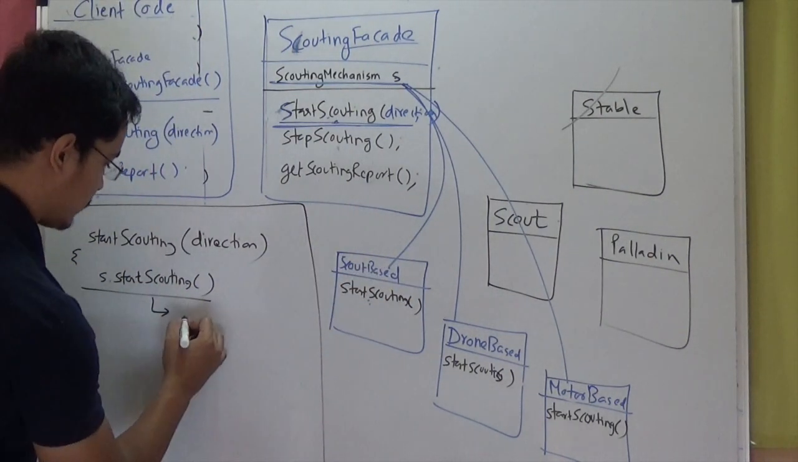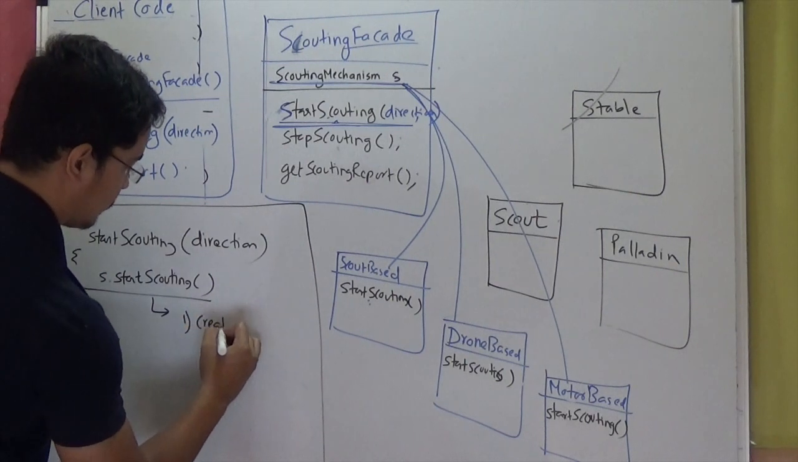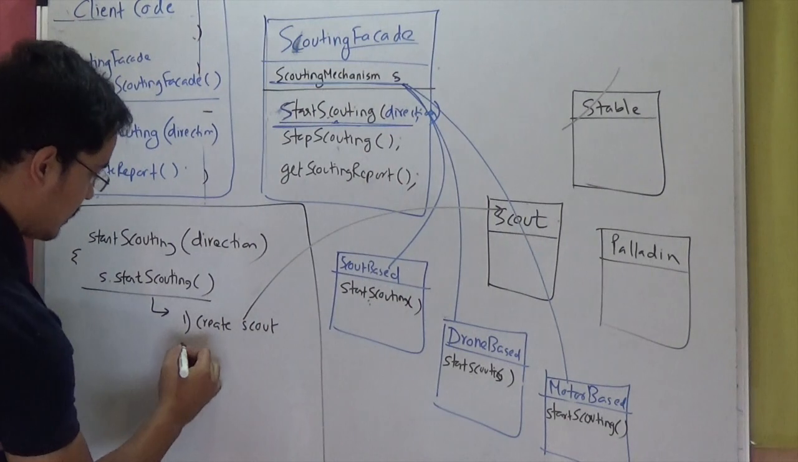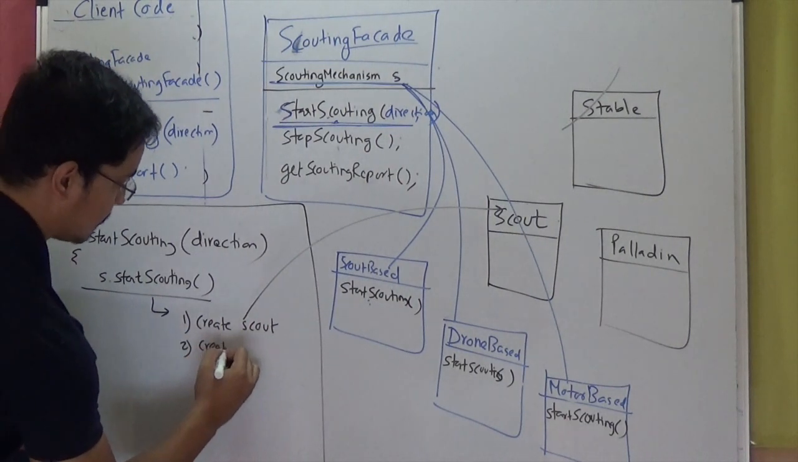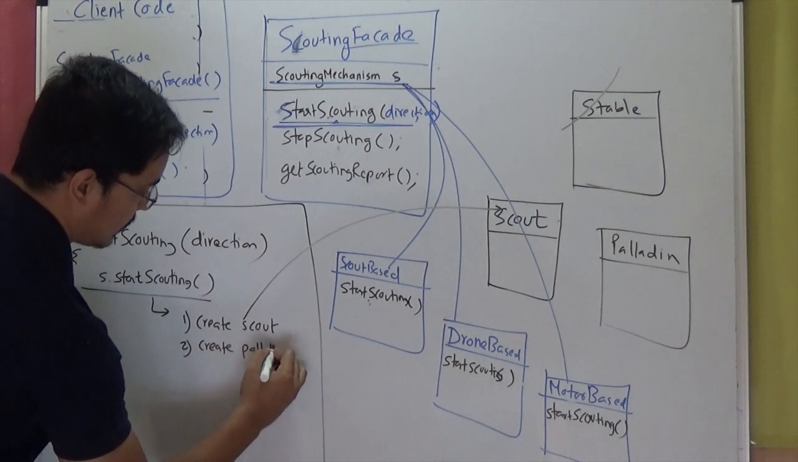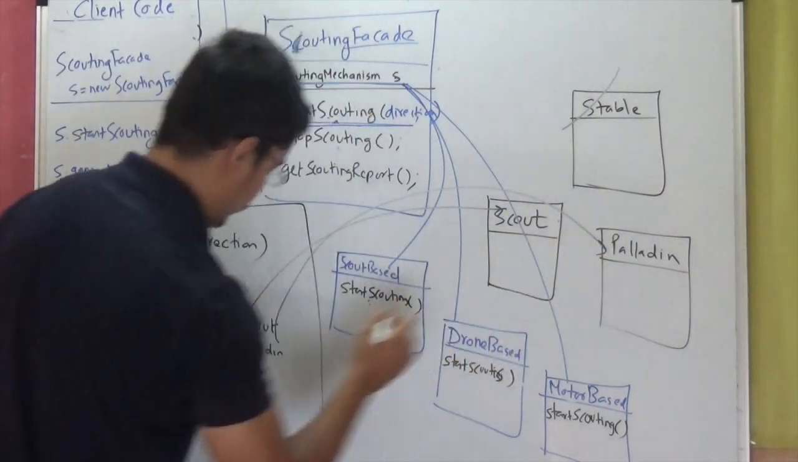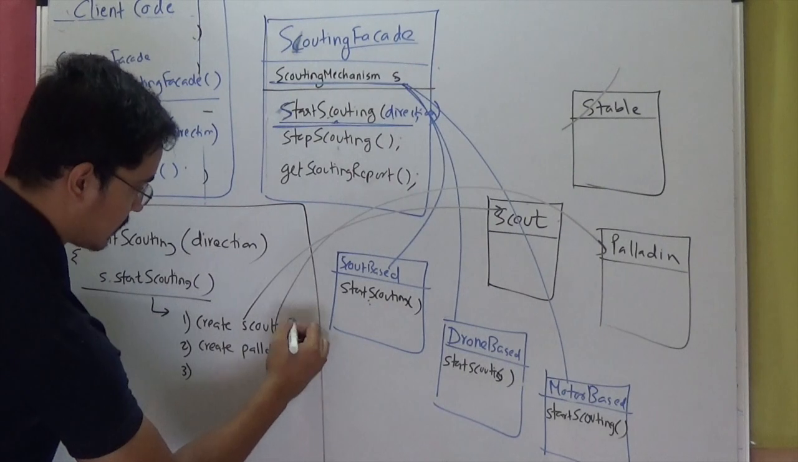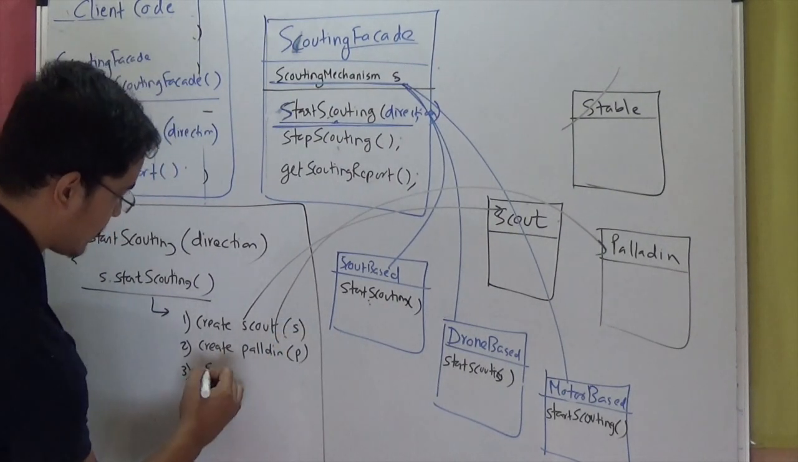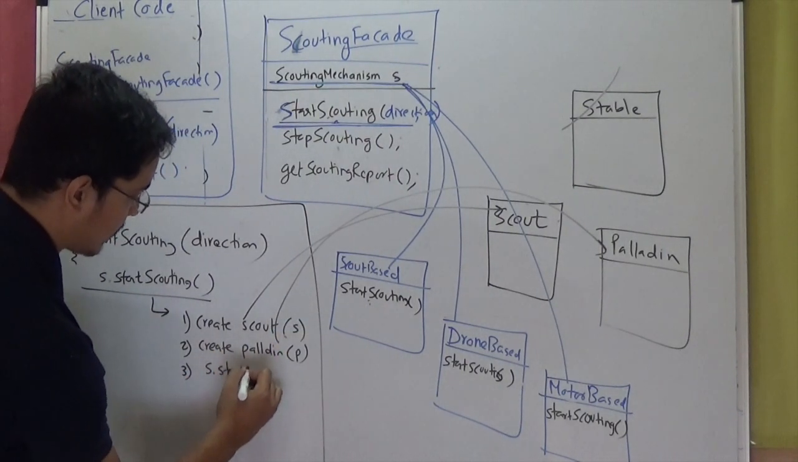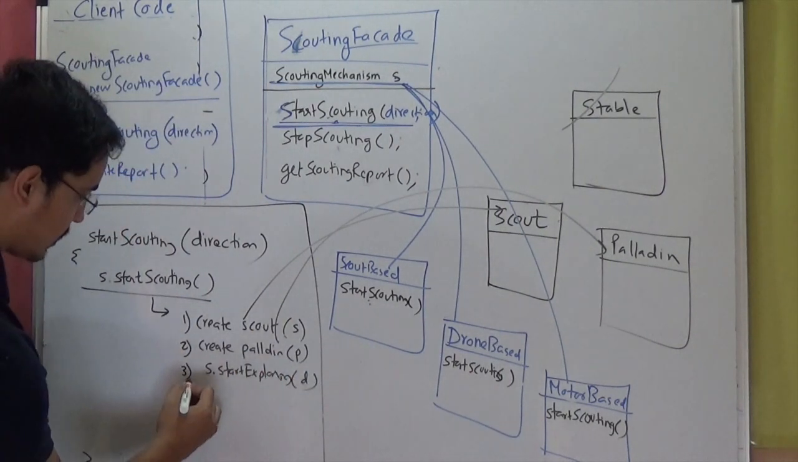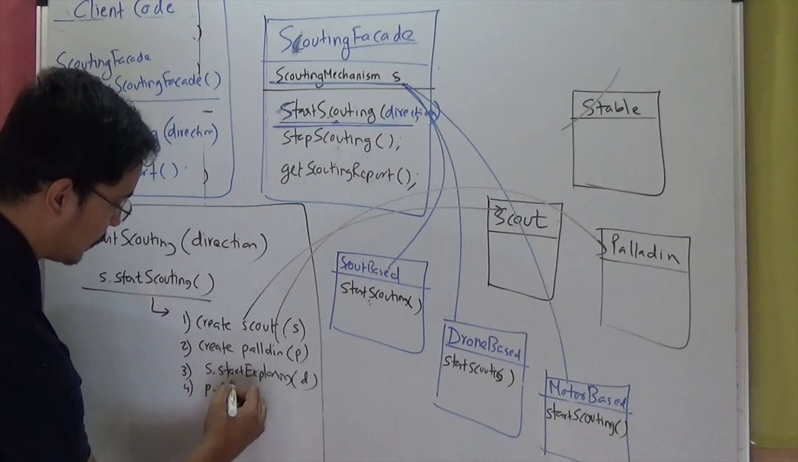The method which will be called here will be something like this. It will first create a scout, so it will create this entity. Then it will create a paladin, so it will create this entity for you. Then let's say the scout object is S and this is P. So S dot start exploring, and it will use the direction. Then it will say P dot follow.